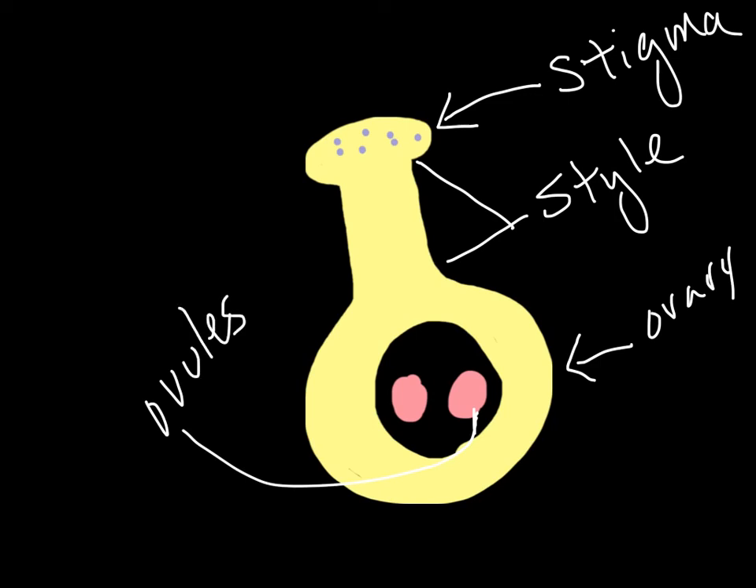And what happens once our pollen has landed on the stigma is that each grain of pollen begins to make a tube that follows all the way down the style into the ovary and up inside it, meeting up with the ovule and fertilizing the egg that's in there.